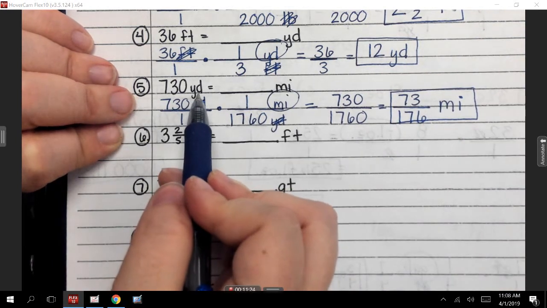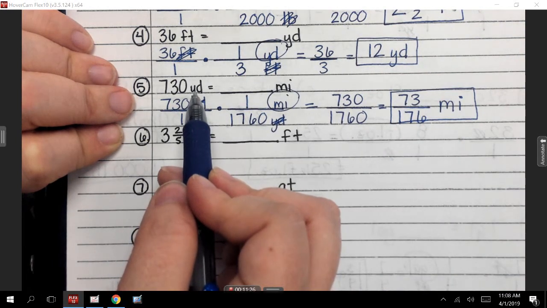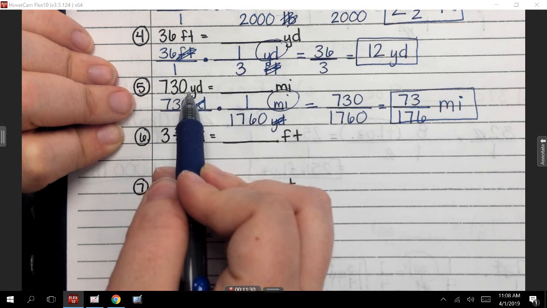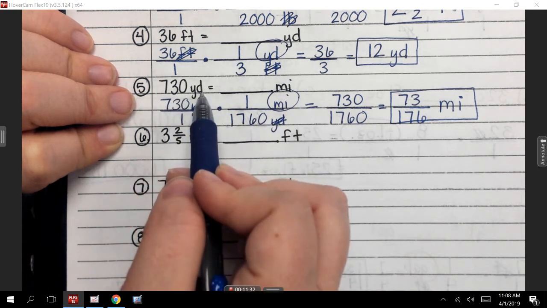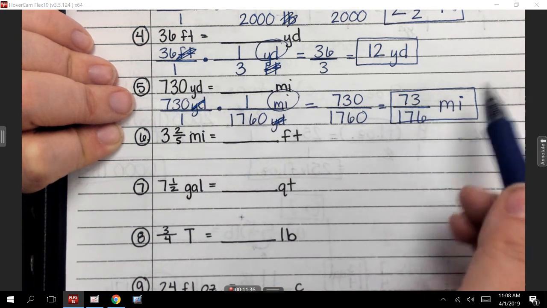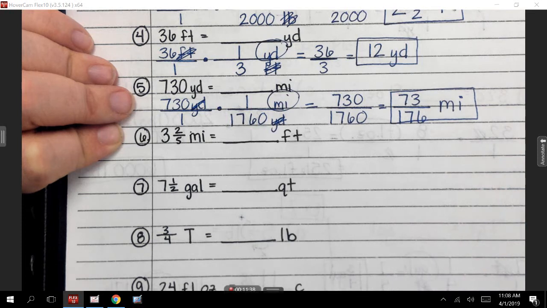Guys, I want you to think about it. Yards, aren't they a lot smaller than miles? So if I have 730 yards, that's not even a whole mile yet. It's not enough. That's why I have that weird looking fraction, okay?